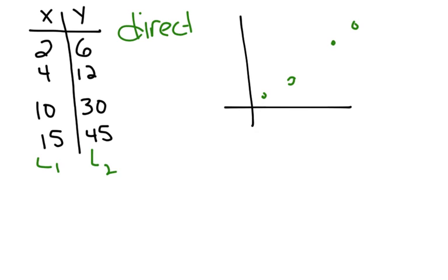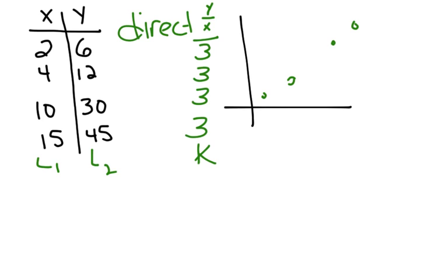Let's do one last thing to determine if it's direct variation or not. It is direct variation if the quotients of y and x are the same. So 6 divided by 2 is 3, 12 divided by 4 is 3, 30 divided by 10 is 3, and 45 divided by 15 is 3. So it must be direct variation.